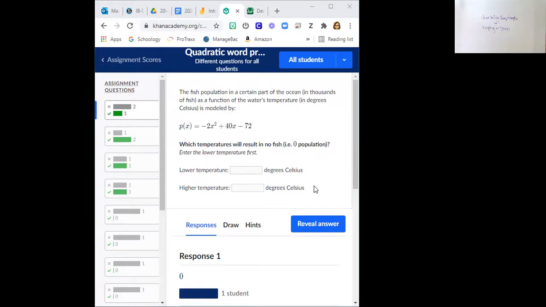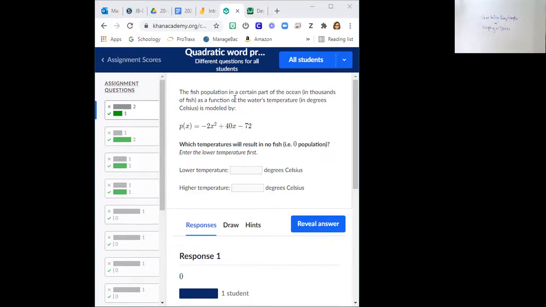So the problem reads: the fish population in a certain part of the ocean, in thousands of fish, as a function of the water's temperature in degrees Celsius, is modeled by P of x equals negative 2x squared plus 40x minus 72. Which temperature will result in no fish, meaning zero population? We have to enter the lower temperature first, and then the higher temperature.